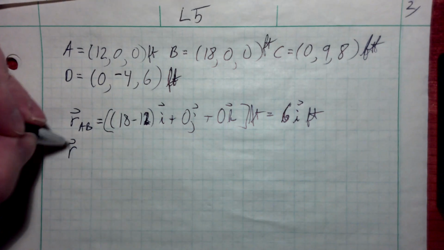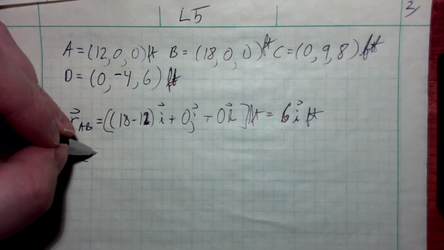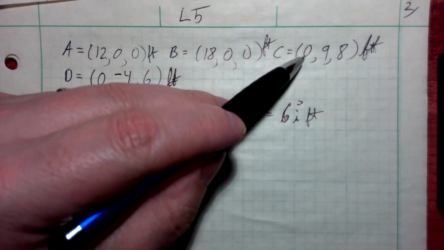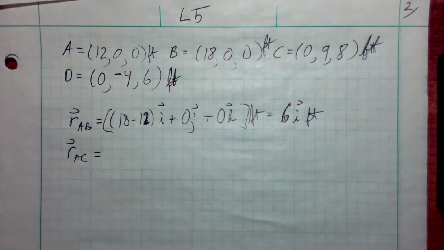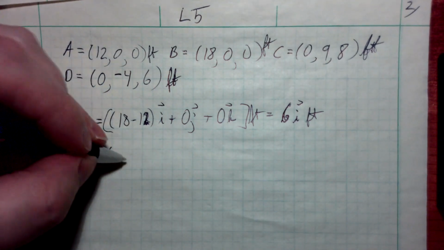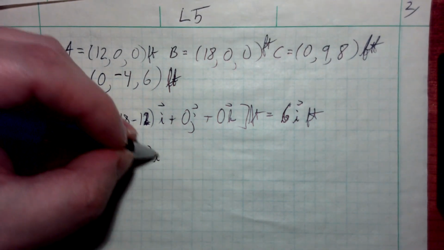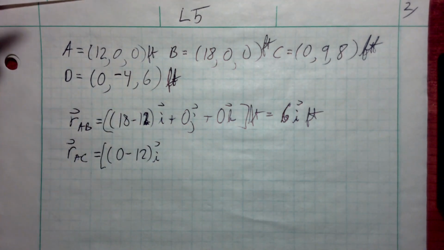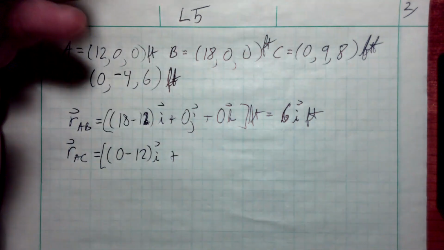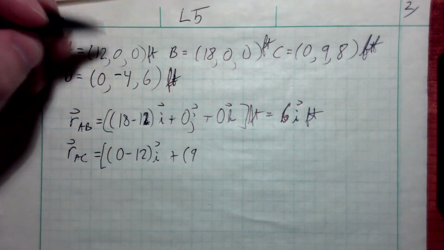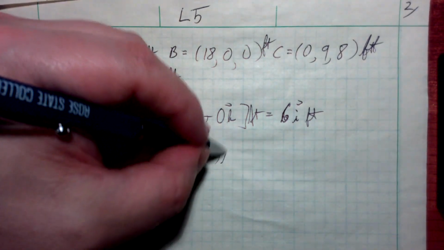Position vector AC, going from A to C. So C is the final. We're going to take final minus initial. So C being the final, that's 0 minus 12 in the i. I'm going to put brackets on the outside, so I only have to write feet one time. C in the y direction is 9 minus 0. That's in the j.